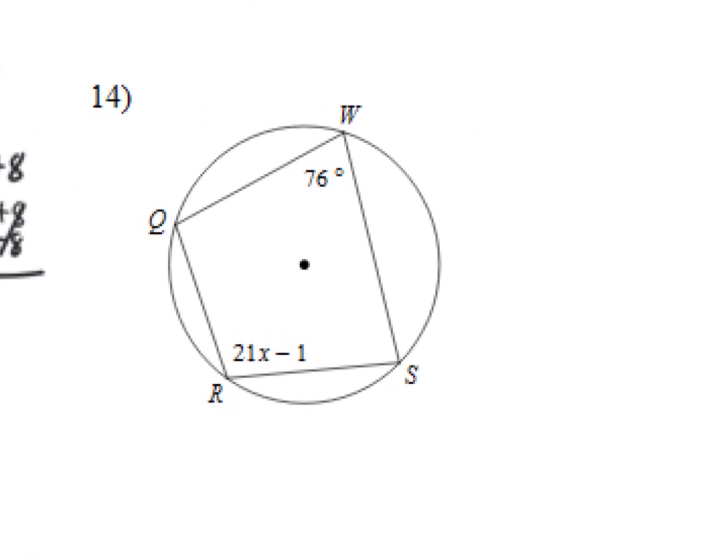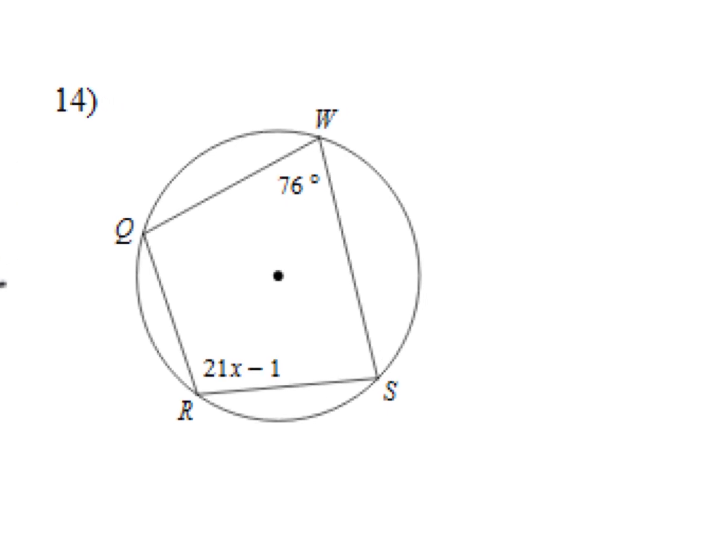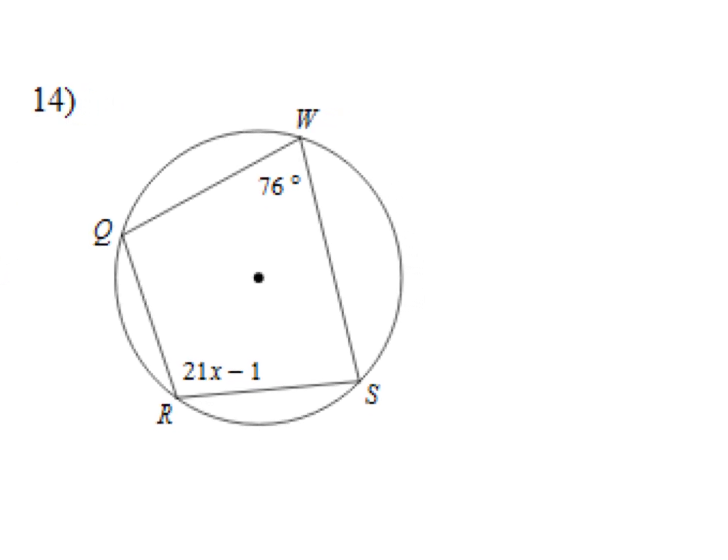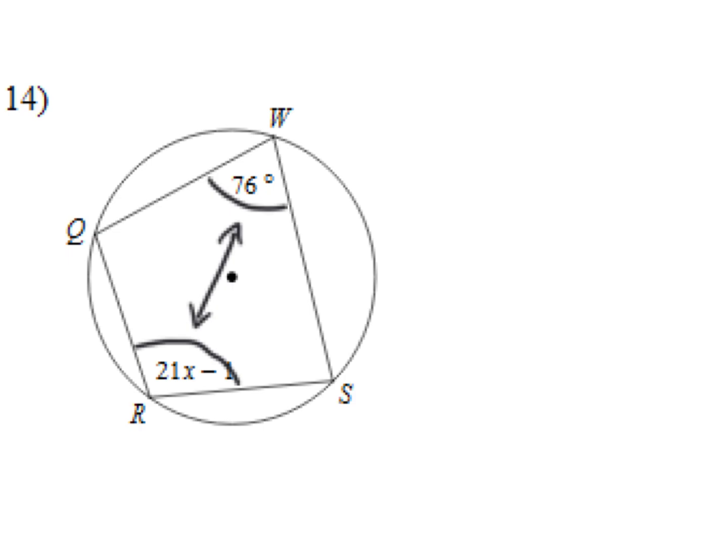Okay, number 14. Here we have seen again another inscribed quadrilateral. The good thing in here is we are just asked for the value of x on this opposite angle, which is a total of 180. So let's just equate that. So we can say this one, 76 plus 21x minus 1 is equal to 180. Remember 180 because opposite angles are called supplementary angles, totaling 180 degrees only.